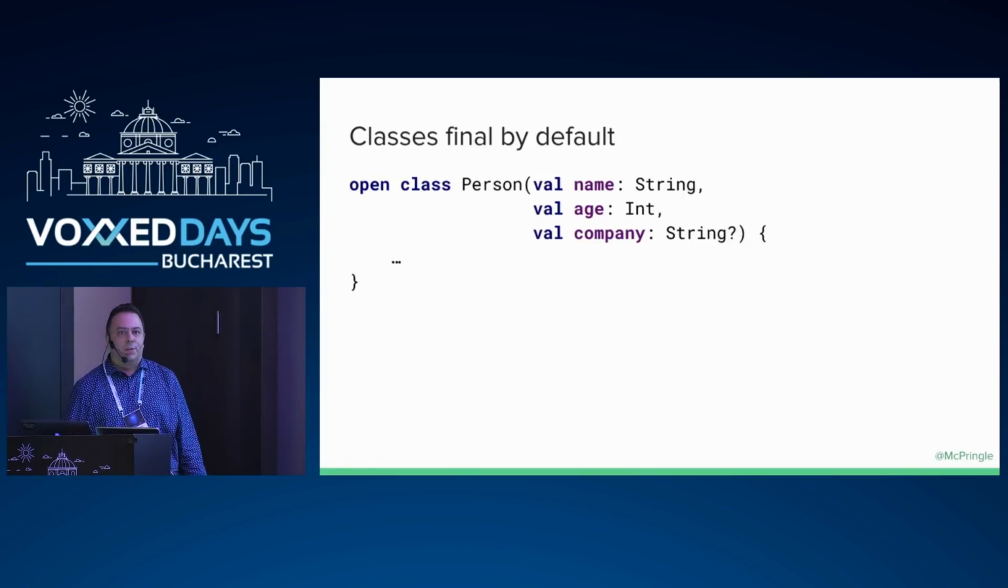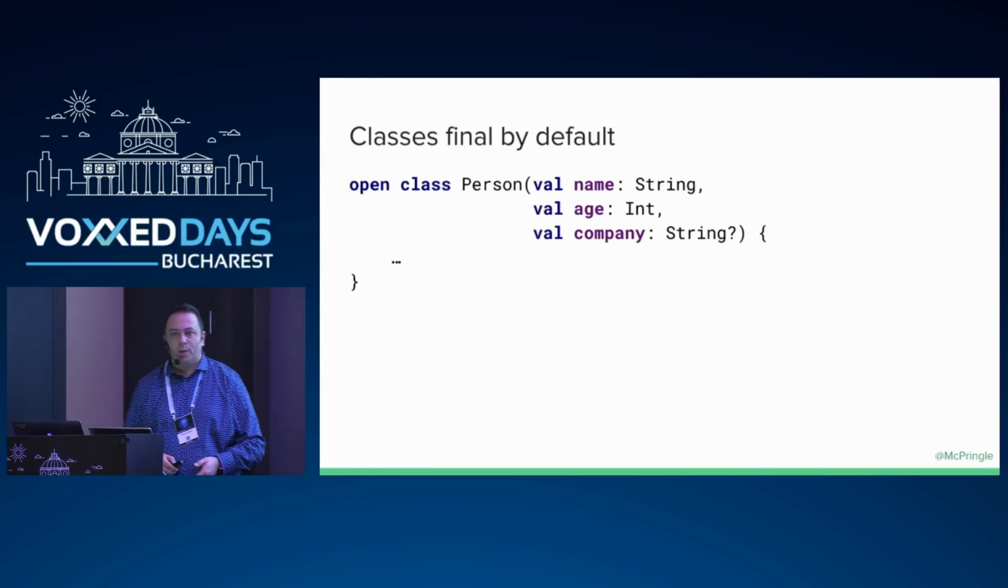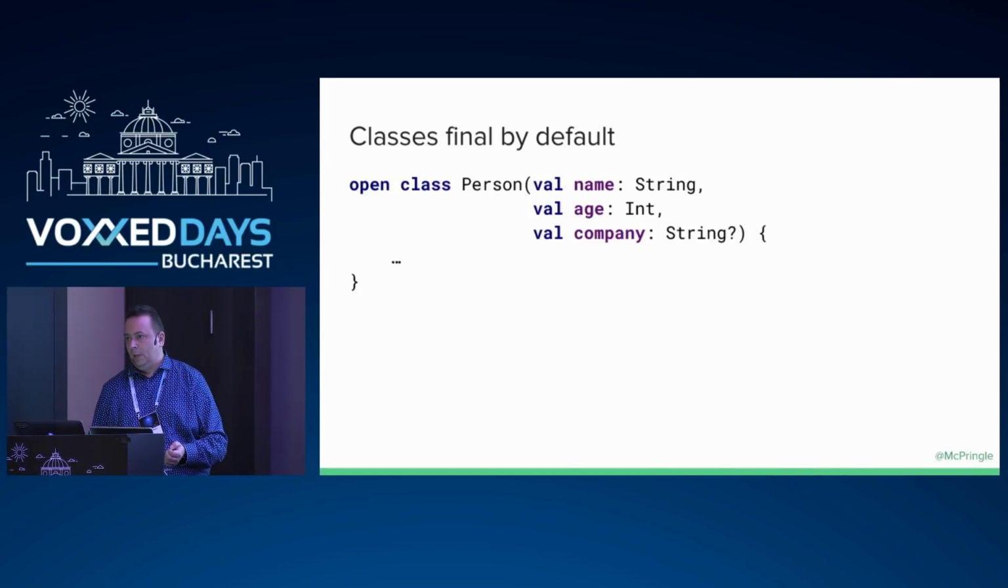A very huge difference to Java is if you write in Java a class, you can extend that class. Everyone can extend that class. And if you do not want anyone to extend that class, you make that class final. We call this open by default. In Kotlin, it's the other way around. In Kotlin it is closed by default.